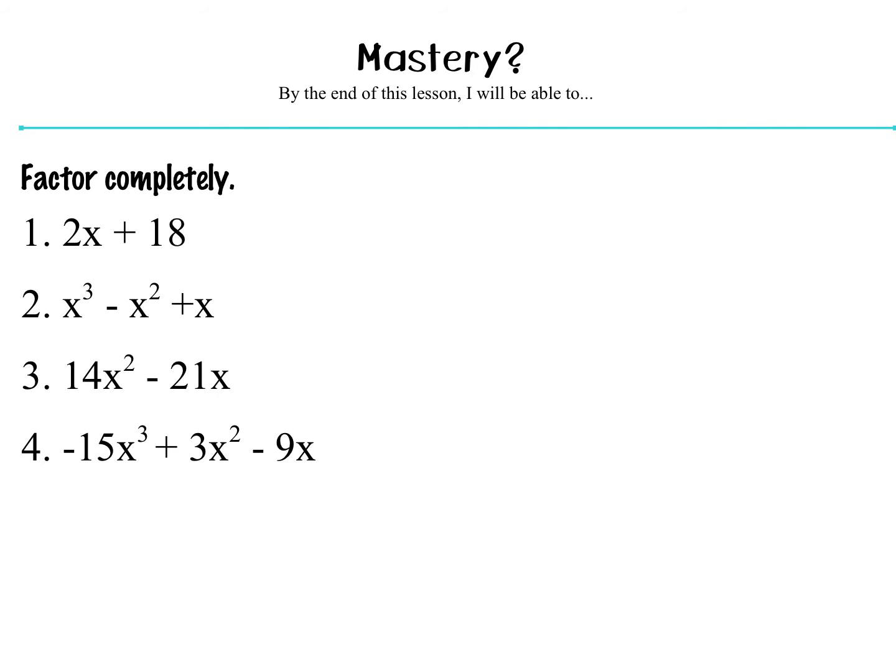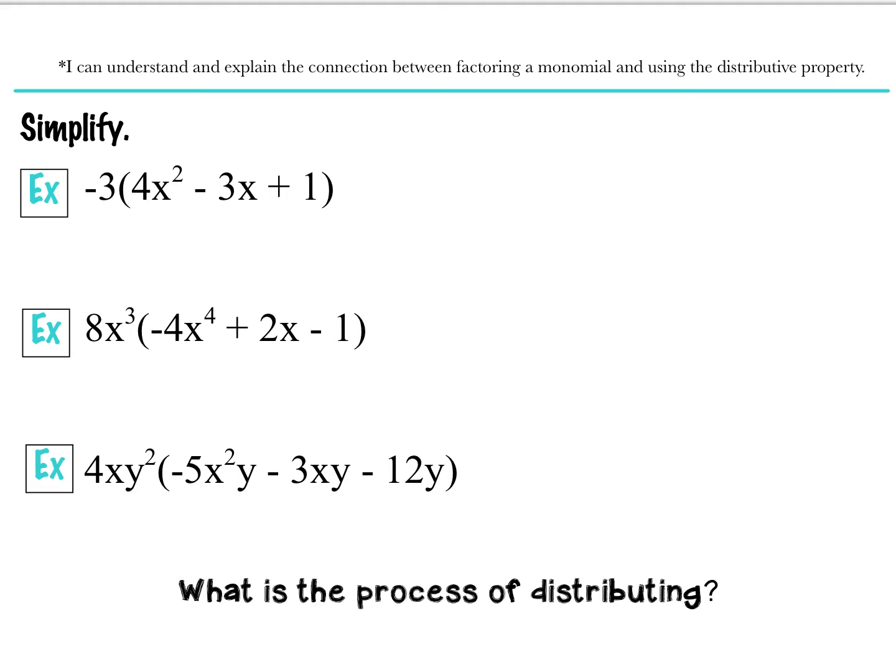So by the end of this lesson, you should be able to take these four expressions that are put together and break them apart into pieces that could be multiplied together. We're basically undoing that multiplication. So we're just going to do a quick review. These are pieces that are broken apart, and I want you to put them back together. So go ahead and simplify these three problems.